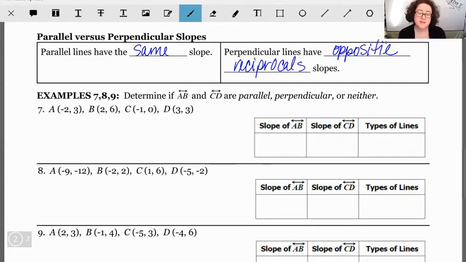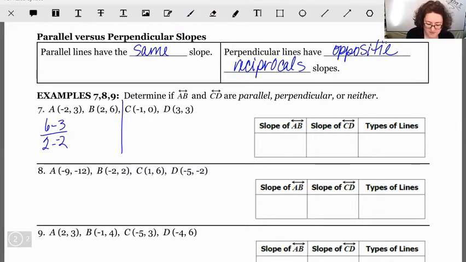So let's try a few of these out. Let's find the slope of line AB and line CD. For this first one, again, slope is subtract your y's, subtract your x's. So subtract my y's, I have a 6 - 3 over 2 minus -2. And again, if you need to label your x1, y1, go for it. Simplify it out. 6 - 3 is 3. 2 minus a -2 is actually +4.